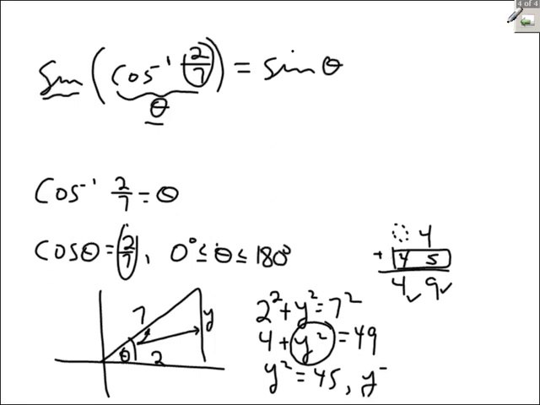So in turn, y must be plus or minus the square root of 45. And since our y is going up, it's plus square root of 45. So now we know y. It's the square root of 45. In particular, we know the opposite. Opposite of theta is square root of 45. Okay? So the sine of theta is opposite over hypotenuse, which is square root of 45 over 7. Problem's done.